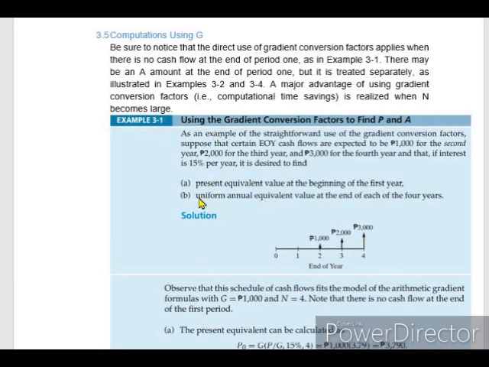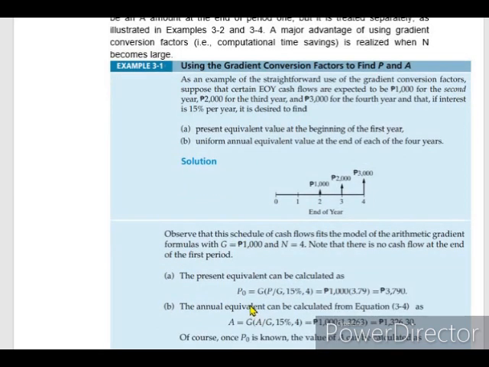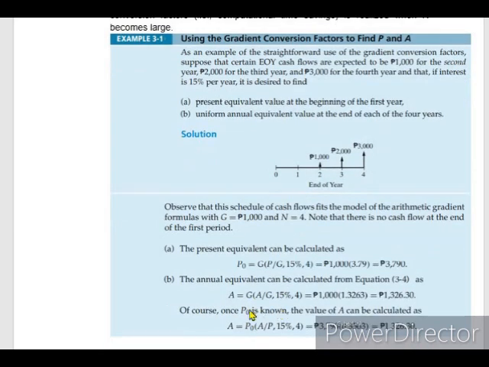Okay? So, letter A, hanapin yung present equivalent value at the beginning of the first year. Kung natin yung present equivalent, ibig sabihin, gagawin natin yung formula ay ito. P sub 0 given G. Okay? Finding P given G. So, letter B naman, find the uniform annual equivalent value at the end of each of the 4 years. So, ang gagamitin natin ito. Okay? Finding A given G. Okay? So, may mga formula tayo doon.